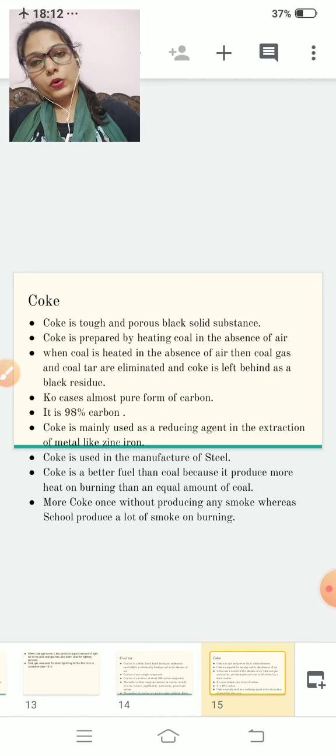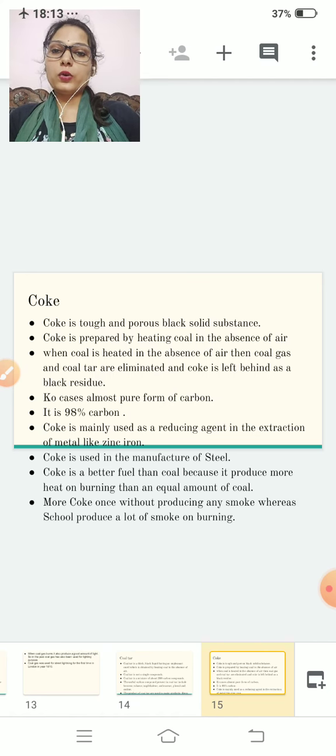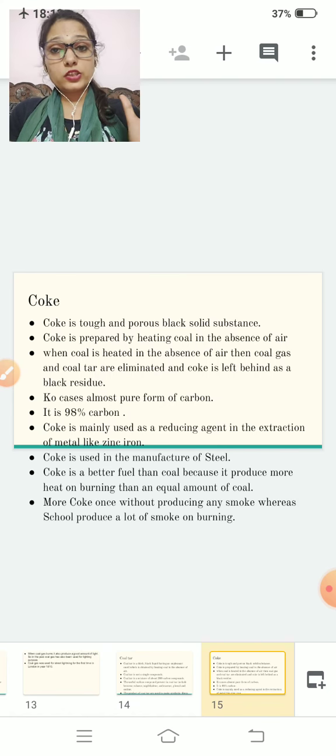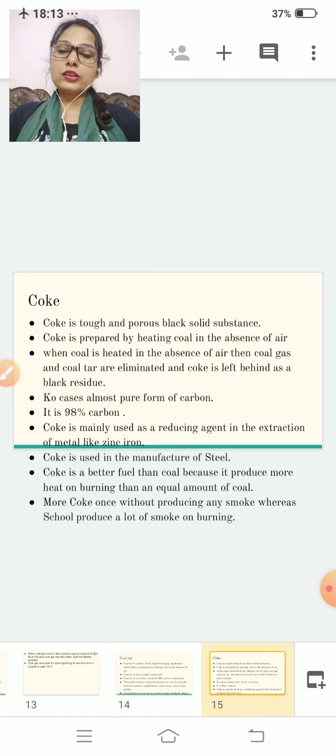Your coke is what you get when you heat coal in the absence of air; after eliminating coal tar and coal gas, whatever residue you get is your coke. Clear?